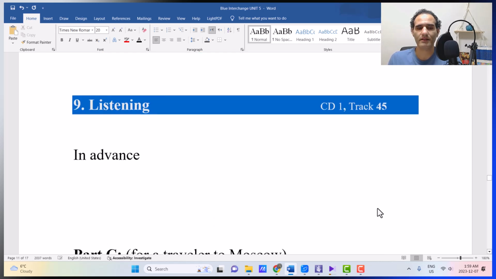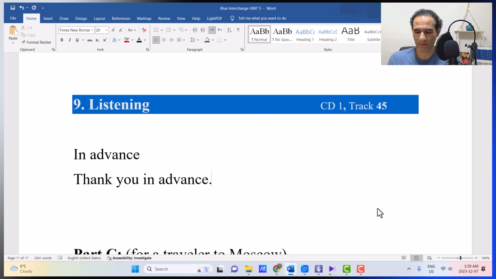In advance. So before something happens. For example, I text my friend to borrow some money and say at the end of that, do you have some money to lend me? And after that, I say thank you in advance. And what does that mean? It means you haven't paid me, but before you do, I am thanking you. So thank you in advance.